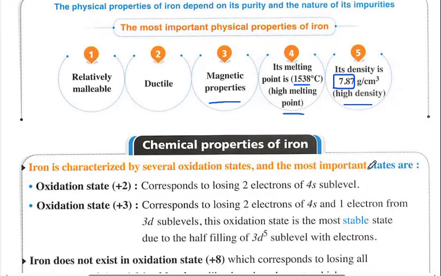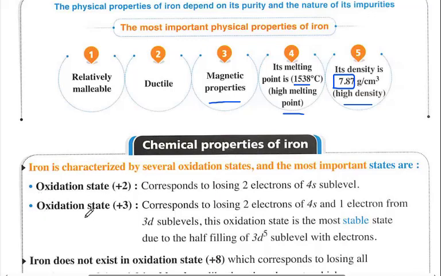So what are the chemical properties of iron? The chemical properties of iron: iron exists in two oxidation states. Positive 2, 3d6, positive 2, 4s2 and 3d6. Okay, the iron atom loses 2 electrons from the 4s and forms the 3d6.